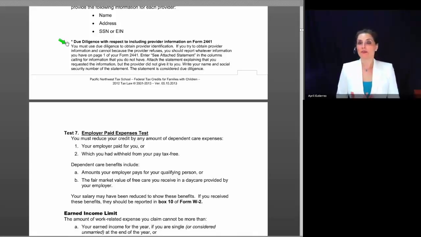And they simply don't have a number, perhaps, to give, or they don't understand why they need to give the number, or even if they do understand why they need to give the number, they still don't want to do it. So what is a client supposed to do in a situation like that?